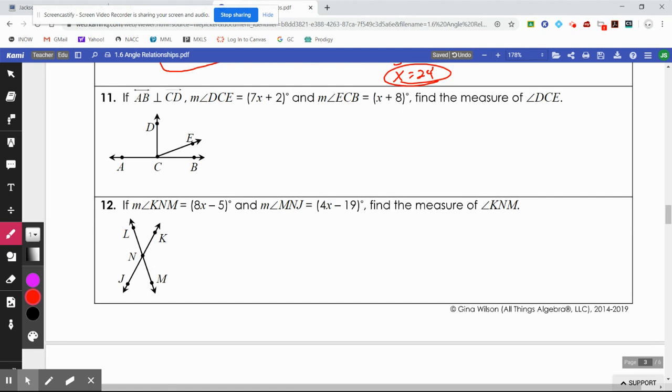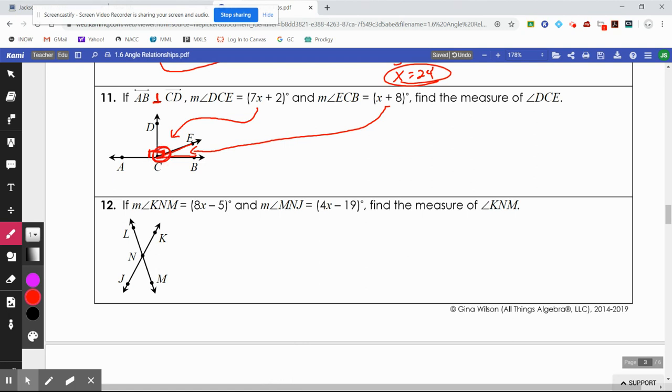Next problem. Number 11, if AB is perpendicular to, that's that symbol. So that means that we have a 90-degree angle here and a 90-degree angle here. They're perpendicular lines. If DCE, which is this angle, is 7x plus 2, and ECB is that angle, we know that these two angles are complementary because they add up to 90.